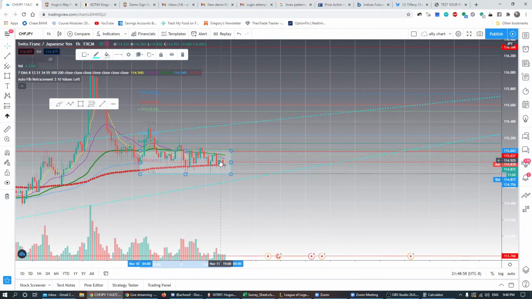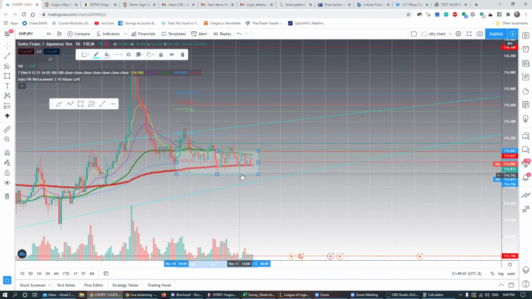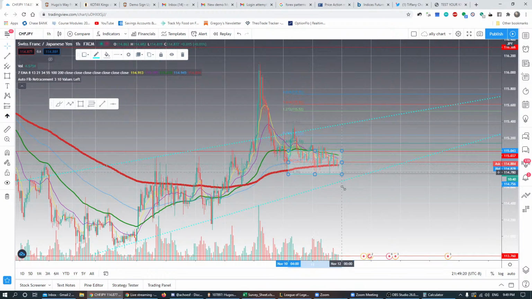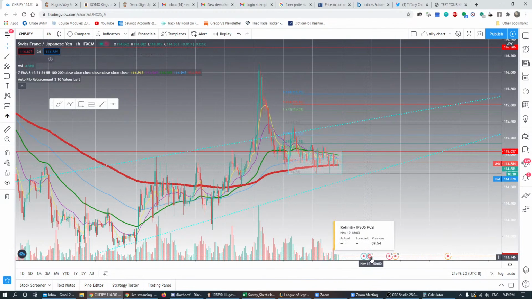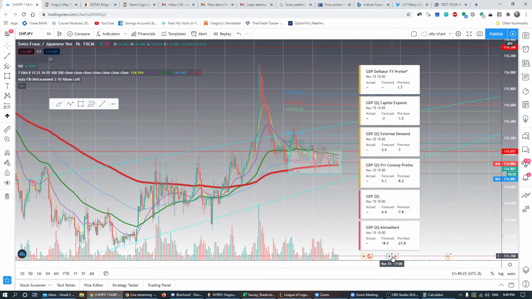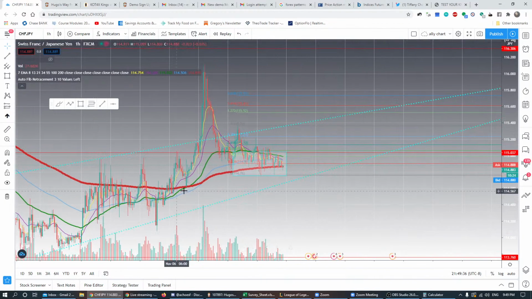But if we're following this pattern right here, we need to break out from here to, let's see, 115.20 to say that's bullish. But the reason why I'm bearish is because there's not enough volume to push this. We have some economic data coming up, so this one will be affected. GDP is going to be negative, so that probably won't affect it, but who knows?